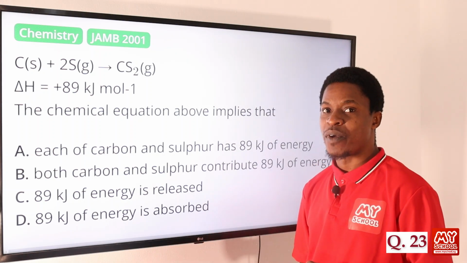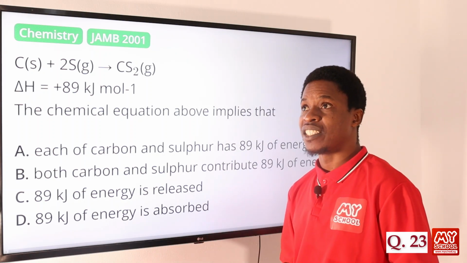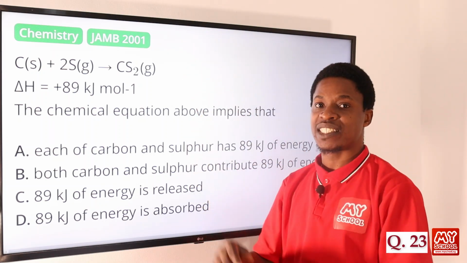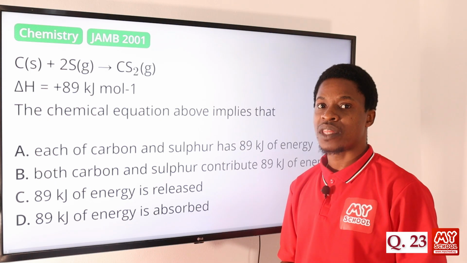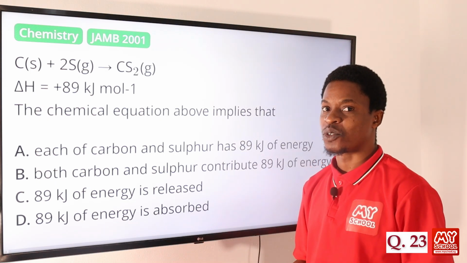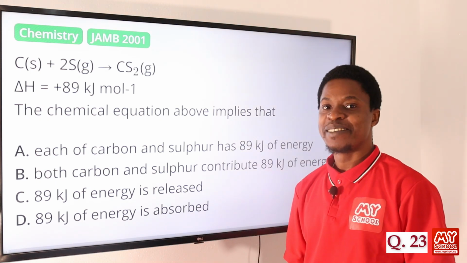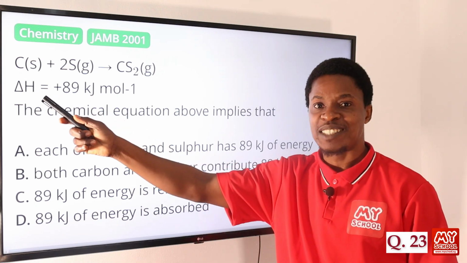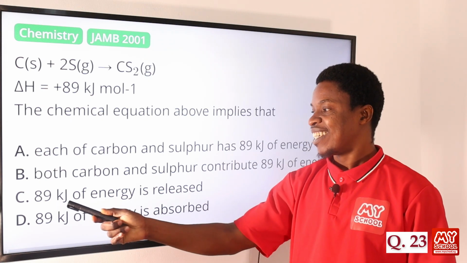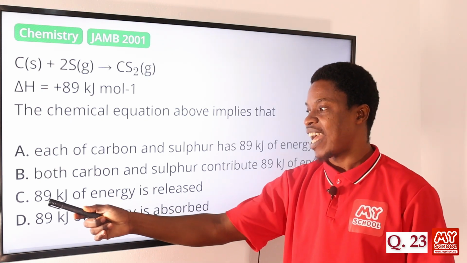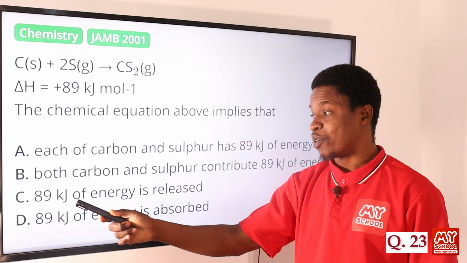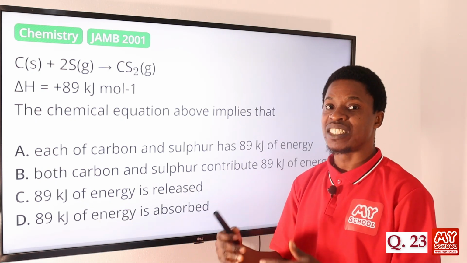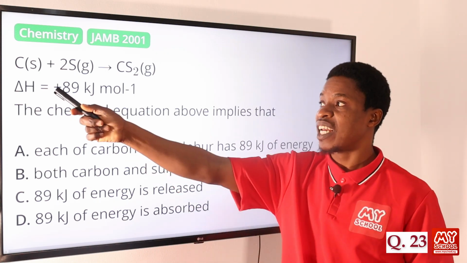If it is released, we are saying that energy is given off. Energy being given off means that it is an exothermic reaction, which means delta H must be negative. But from here, delta H is positive. So this is not correct, because 89 kilojoules of energy is not released. If it is released, it means it is exothermic, but this is endothermic.